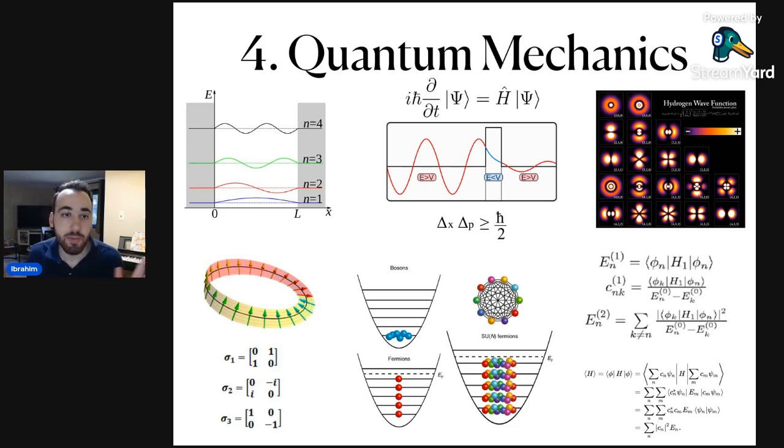The simple example is you apply the Schrodinger equation to an infinite square well, and lo and behold, you have these modes of vibration that are quantized. You already get quantization immediately. N is equal to 1, 2, 3, 4, discrete energy levels.